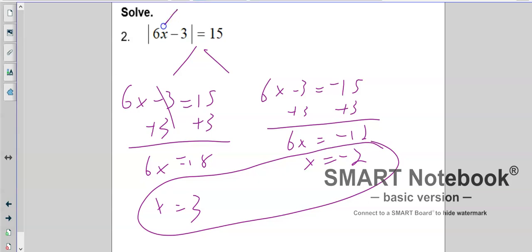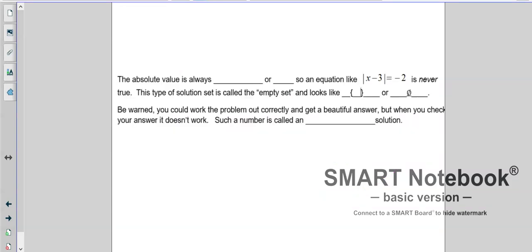And I can check that real quickly in my head. 6 times 3 is 18, minus 3 is 15. The absolute value is 15. 6 times -2 is -12, minus 3 is -15, and the absolute value of that number is +15. It works out. So the absolute value is always going to be either positive or it could just be 0.